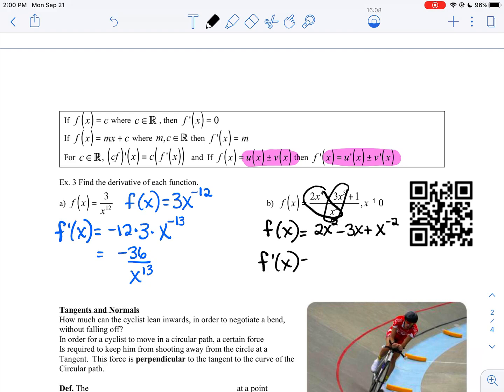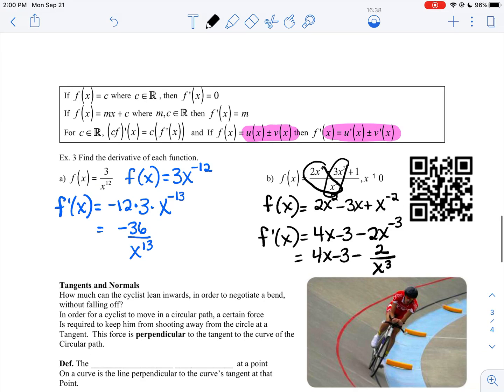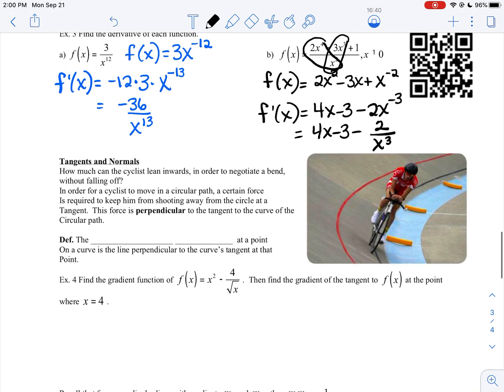Now I can do the derivative, and that'll give me 4x minus 3. I bring down the power and decrease it by 1. So I'm going to tidy that up and make that 4x minus 3 minus 2 over x cubed. All right, so do you notice I did addition and subtraction and I could individually compute the derivative as long as it was of the form f of x equals x to the n power.